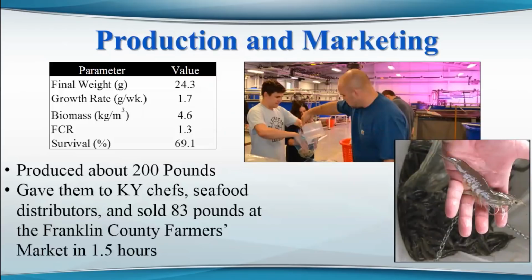And so our production results out of that tank were that we grew 24 gram shrimp, which is about a 20 count per pound head-on fresh shrimp. And that's a growth rate of about 1.7 grams per week. Feed conversion rate is pretty impressive here, 1.3 to 1. So that means we gave them 1.3 pounds of food for every pound of shrimp that we harvested out of the tank. So very efficient.